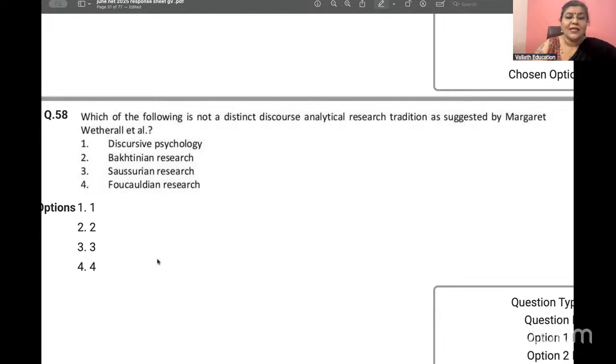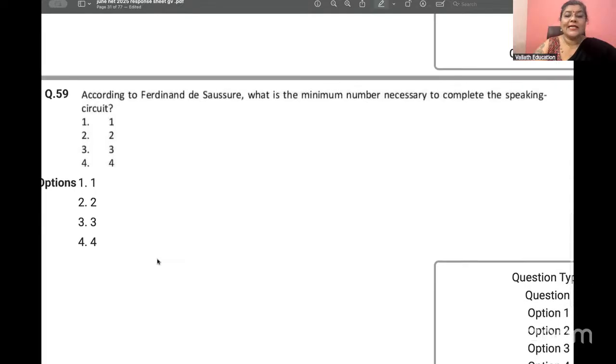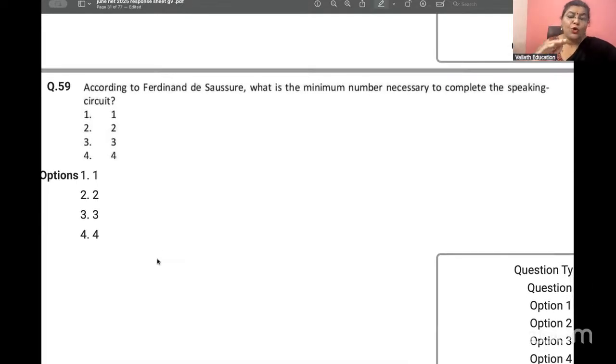Did you understand? So I know in the exam hall it is not easy, but at least I want you to know that don't feel bad, don't feel distressed. You are in the right place. You are studying the right things. Do not think that they are asking Margaret Wetherall and for the next exam you have to study Margaret Wetherall. It doesn't work like that.